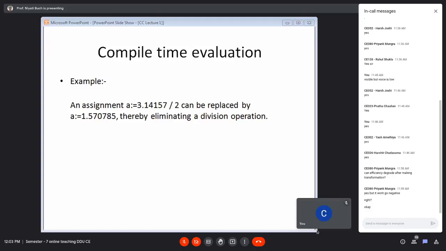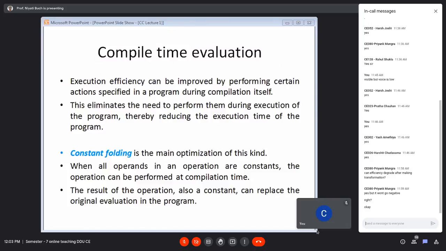Things like this may occur in the program quite a few times. So the compiler will identify what can be evaluated at compile time and replace them by the value. That is known as constant folding. We fold the constant and replace it by the result of the operation. That is known as compile time evaluation. It will reduce the execution time of the program.